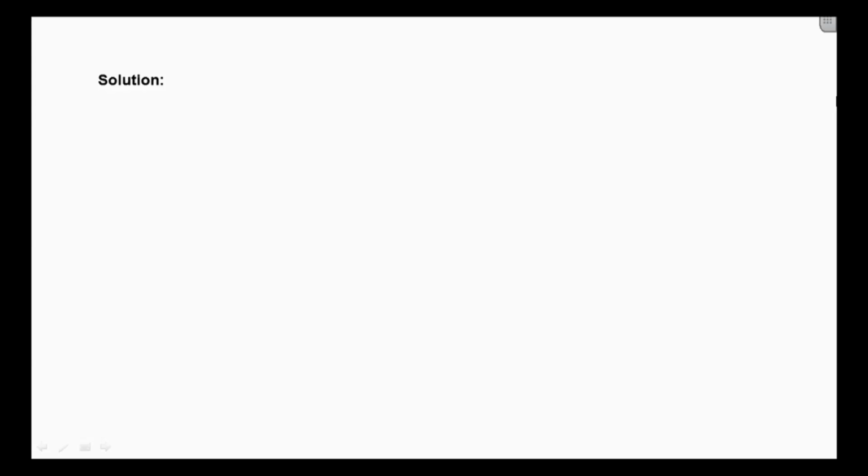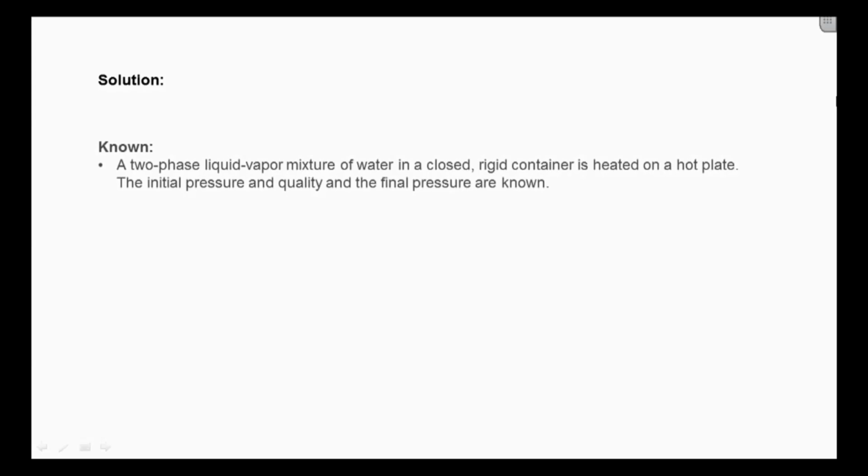Let's start to develop the solution. The first thing to do in any problem solution is to summarize what is known. This is essentially the same information we highlighted in red in a critical read of the problem statement presented here in a compact bulleted list form. A two-phase liquid-vapor mixture of water in a closed, rigid container is heated on a hot plate. The initial pressure and quality and the final pressure are known.